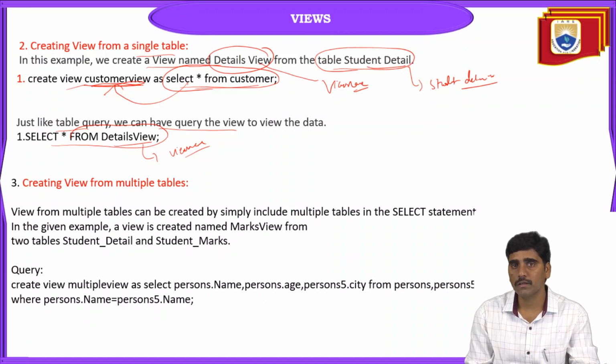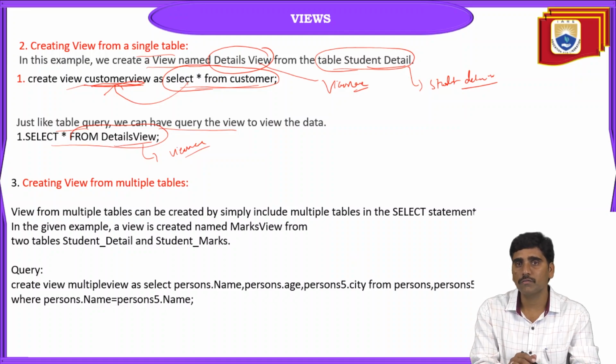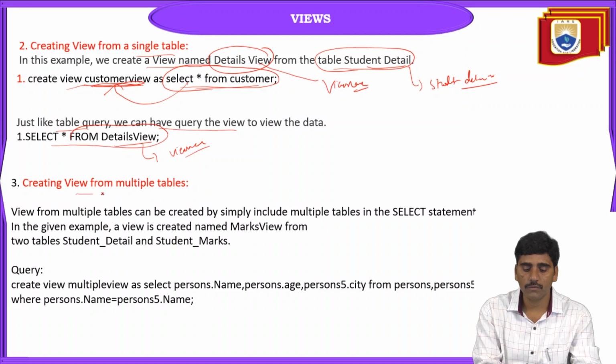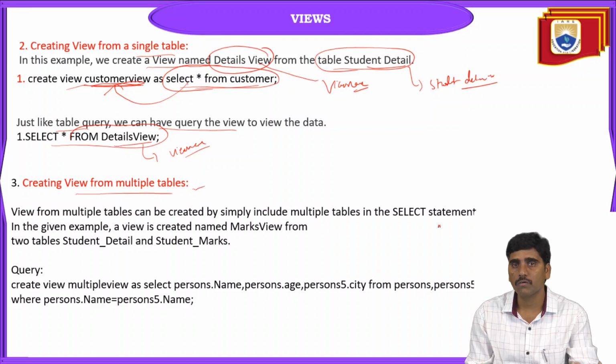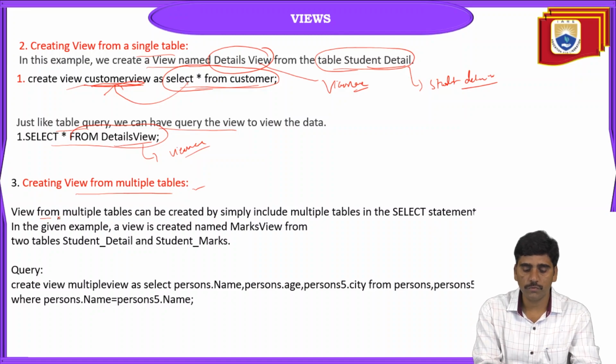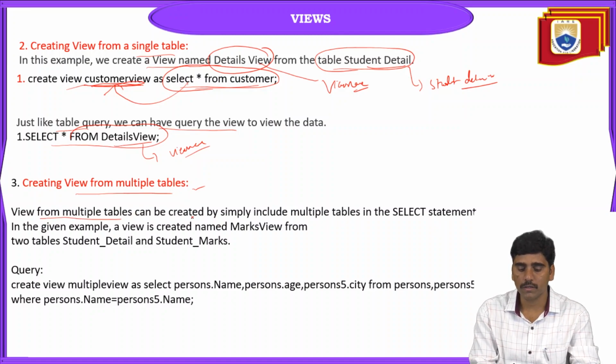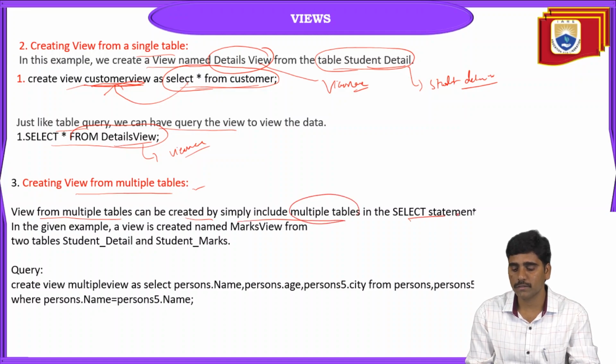If you want to create the view, you need to write CREATE VIEW view_name, as well as selecting from the view: SELECT * FROM view. And creating a view from multiple tables, how are we going to do that? A view from multiple tables can be created by simply including multiple tables in the SELECT statement.